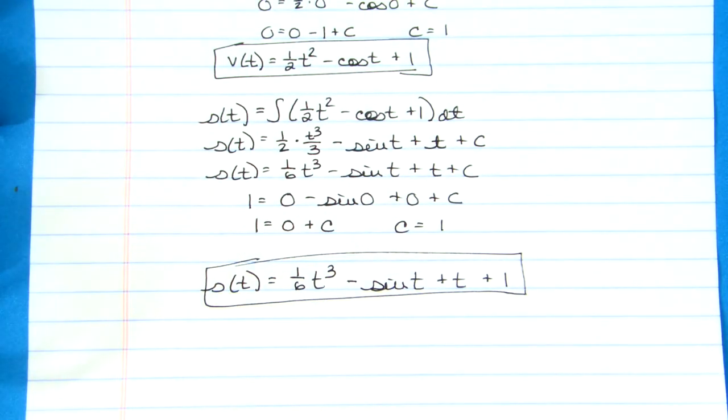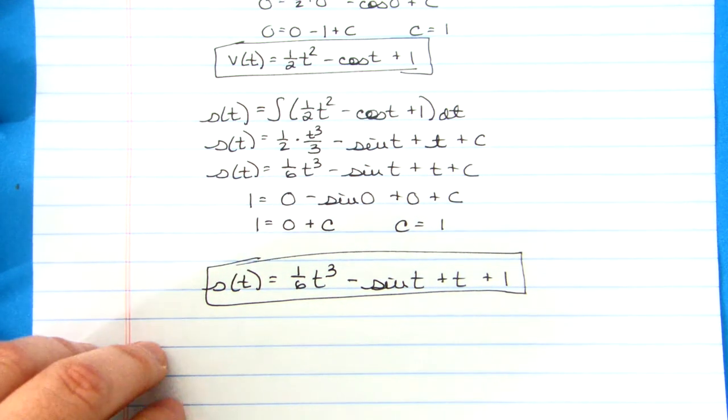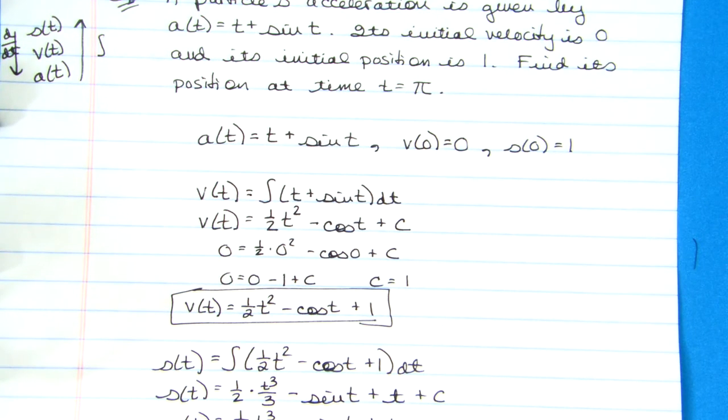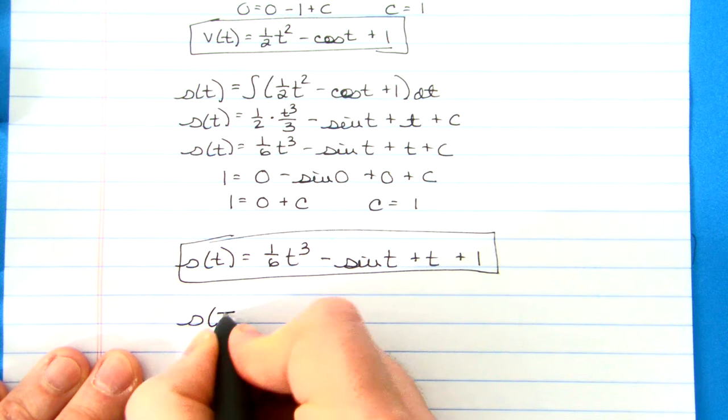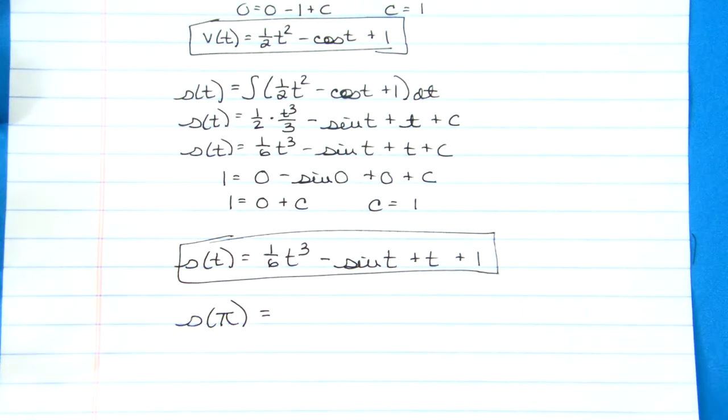And that's it. Oh, actually, no, that's not it. Now, I need to go back to what I was asked. I was asked to find the position at time t equals pi. All we're going to do is plug in pi. It's not pretty, but go find s of pi.